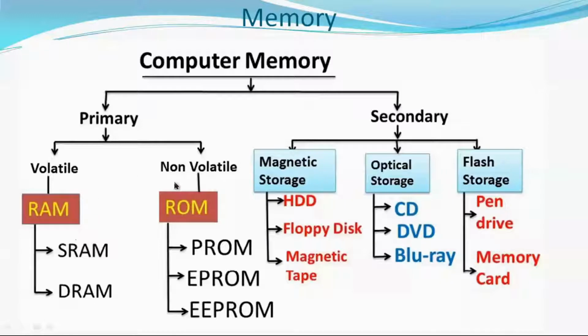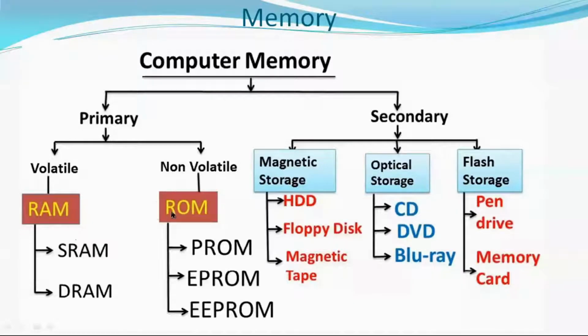Okay, and then of course the other part is the non-volatile. Non-volatile is the opposite of volatile. If volatile means information or data is going to be lost immediately when power goes off, then non-volatile is the opposite. Information won't be lost. The information there is going to stay unless you remove it.